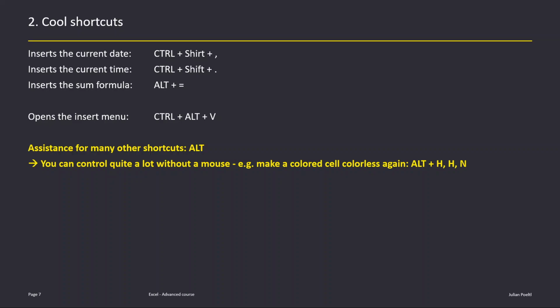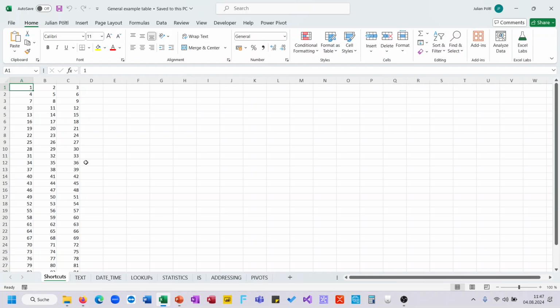And there are many other shortcuts, and to take a look at these shortcuts, click Alt. And then you can control quite a lot. You could do either with your mouse or with the shortcuts. For example, to make a colored cell colorless, again, the shortcut is Alt HHN. So let's take a look in Excel.